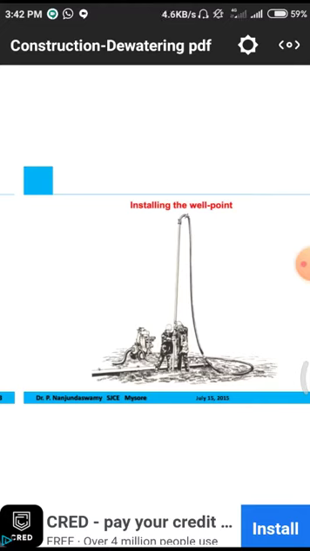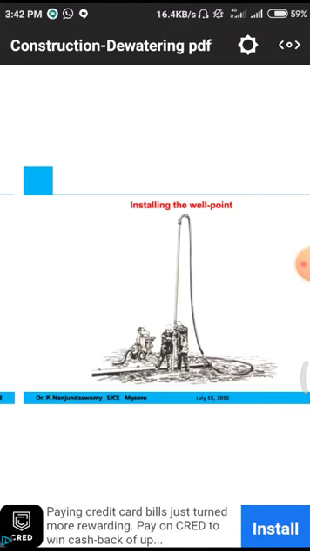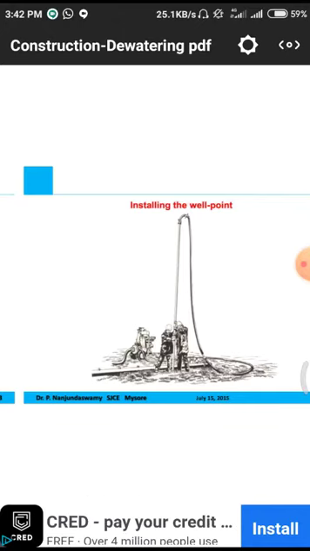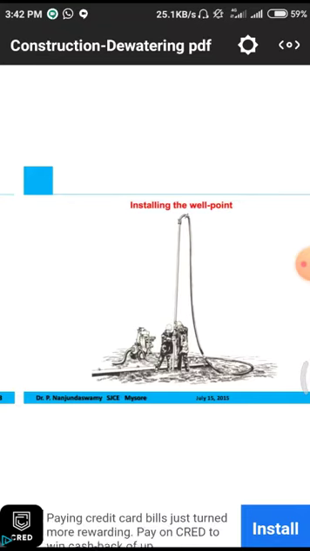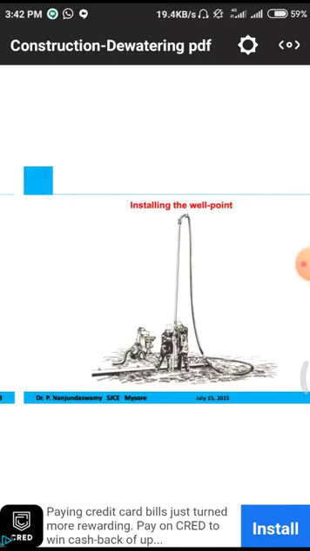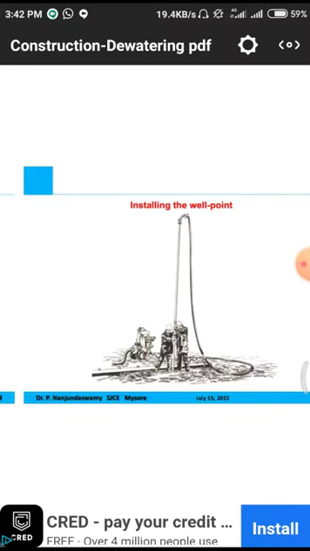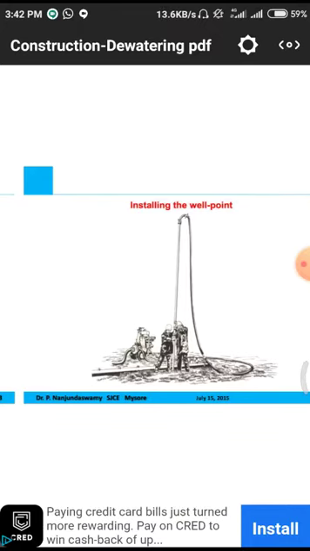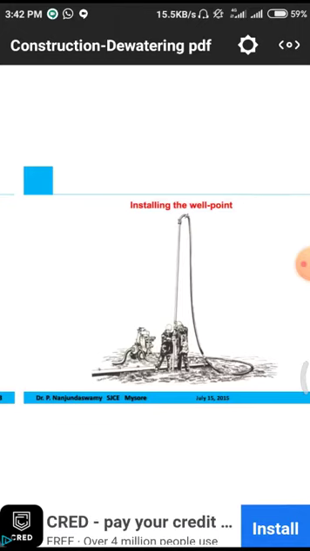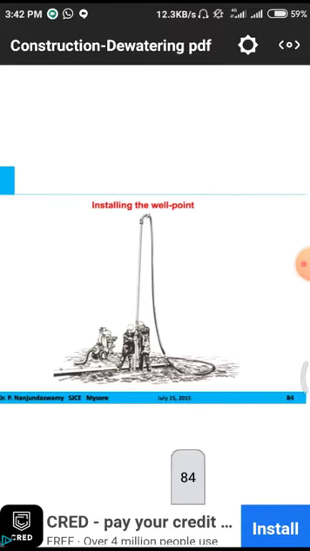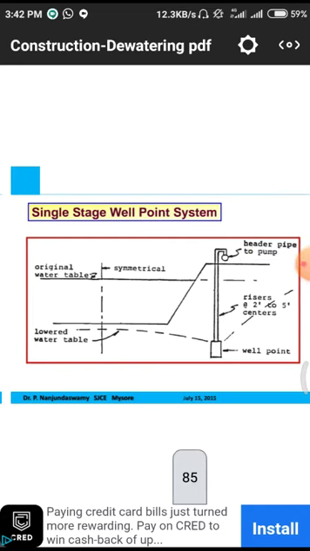Okay, this is the installation of a particular well point. If the water table is at a smaller depth, there is no need for installation of these well points. Why? Because we have to inject at a smaller depth, 2 to 3 meters. If it is a larger depth, that means 10 to 12 feet, automatically we have to use these well points as dewatering techniques.